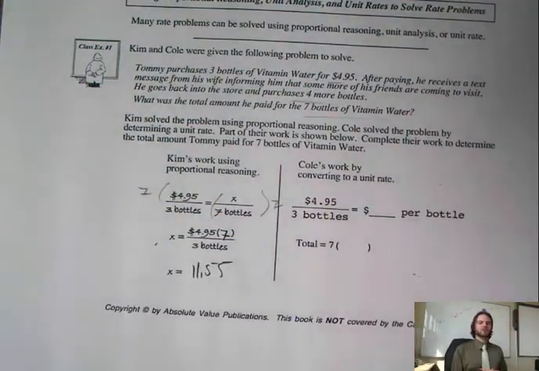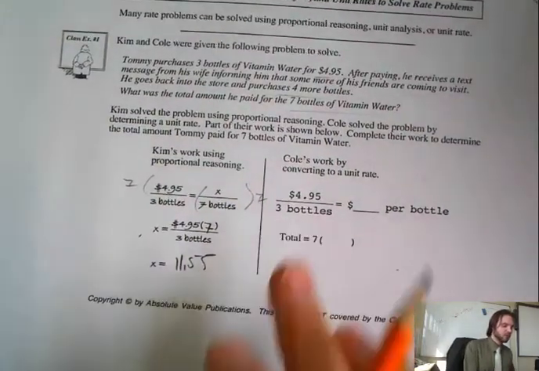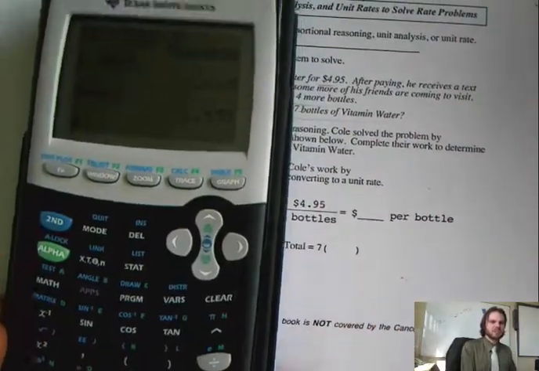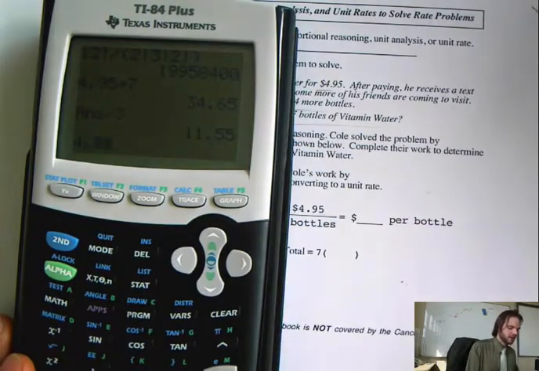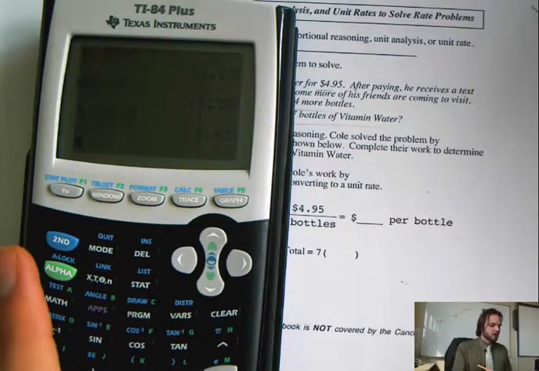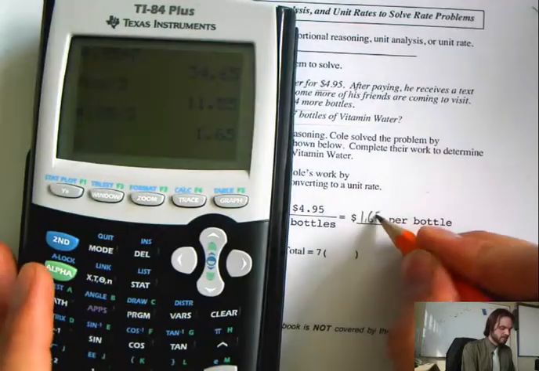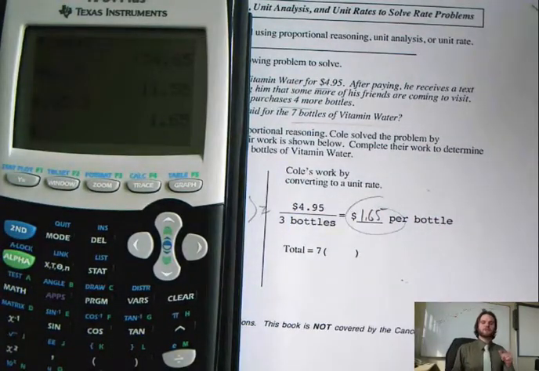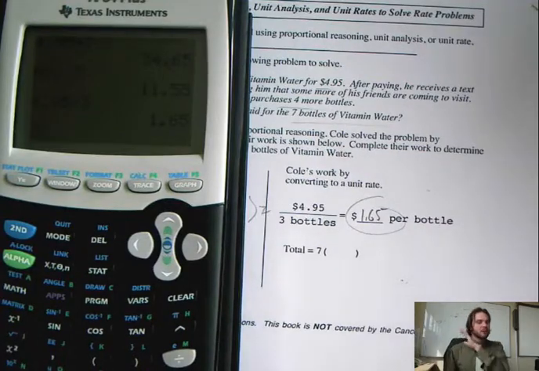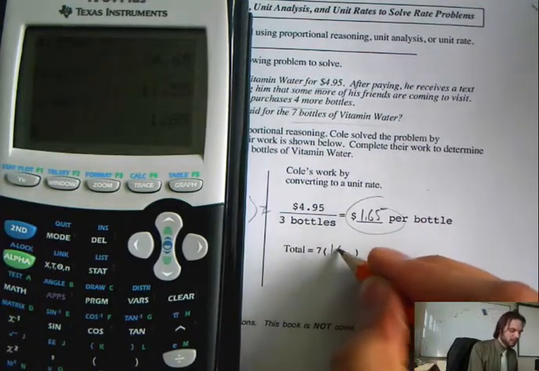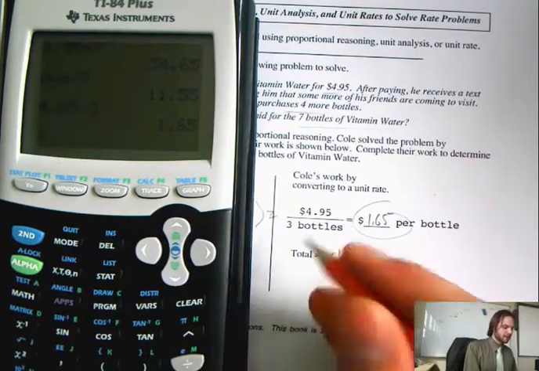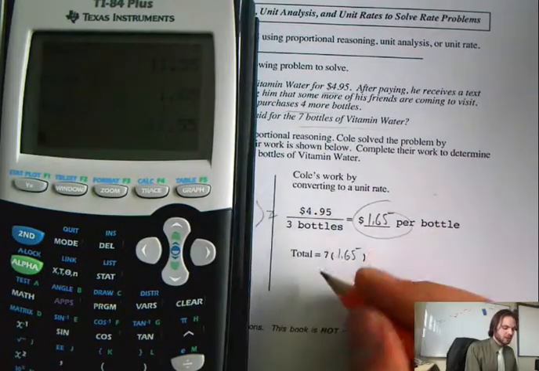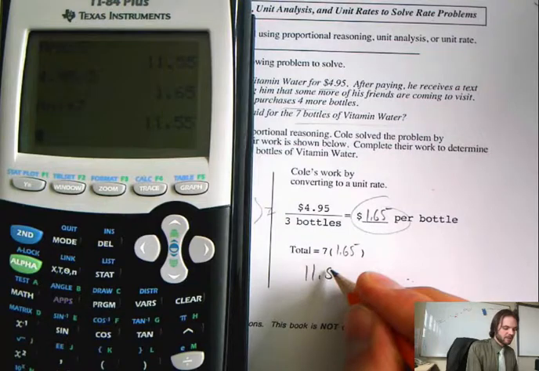Now Cole went for the unit rate. What did he first do? He did 4.95 divided by 3. So let's do that. We have 4.95 divided by 3. 1.65. Then he multiplies that by 7 because altogether he had 7 bottles. He first found the price of 1 bottle and then he multiplied that 1.65 by 7, which ended up giving him the exact same answer, 11.55, because pretty much we did a multiplication of 7 and division by 3.